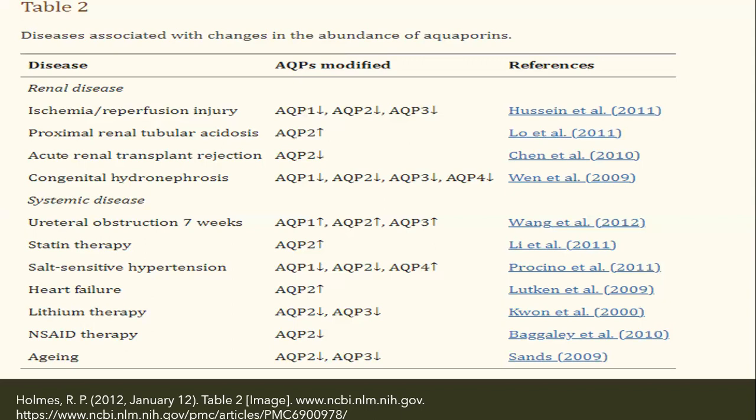Diabetes can lead to an increase in AQP1 expression in the glomerulus. This can increase the risk of kidney damage as well. So we need all these proteins functioning properly in order to do their job.